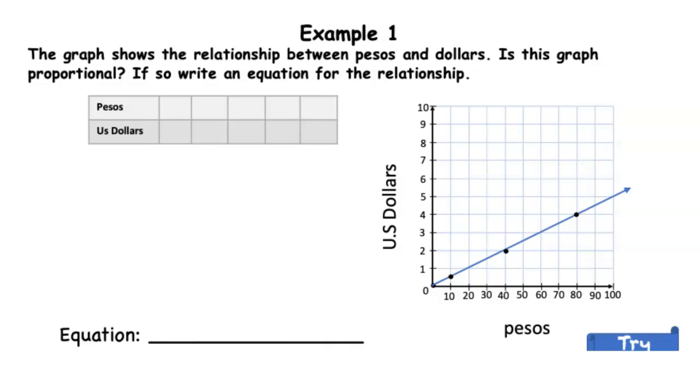It starts at the origin. It increases by the same amount. This is a proportional graph. Okay, they give me some points. These points I can actually use to fill out my table.